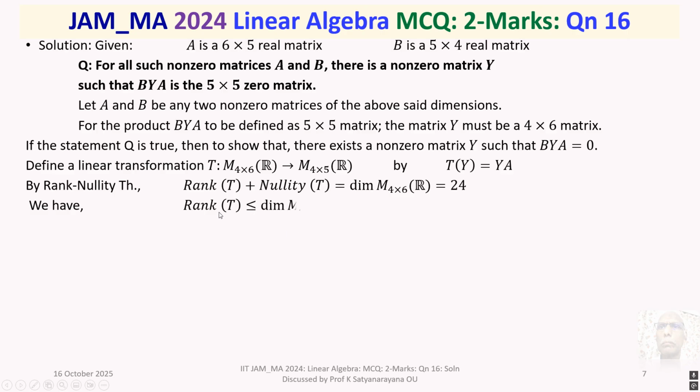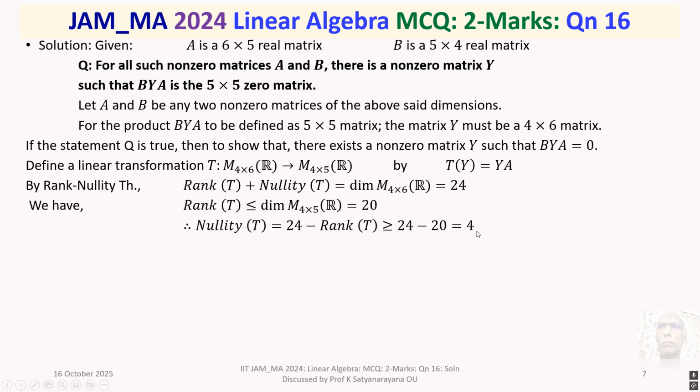What will be the rank? The rank of T will not exceed the dimension of the codomain space. Therefore, the rank of T is less than or equal to the dimension of the codomain space, that is M4 by 5R, and its dimension is 20. So, the rank of T cannot exceed 20. Therefore, the nullity of T will be 24 minus rank of T, and that is greater than or equal to 24 minus 20, that is 4.